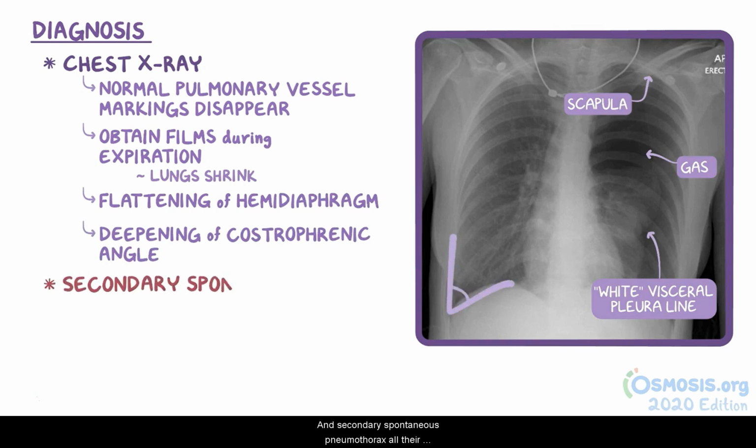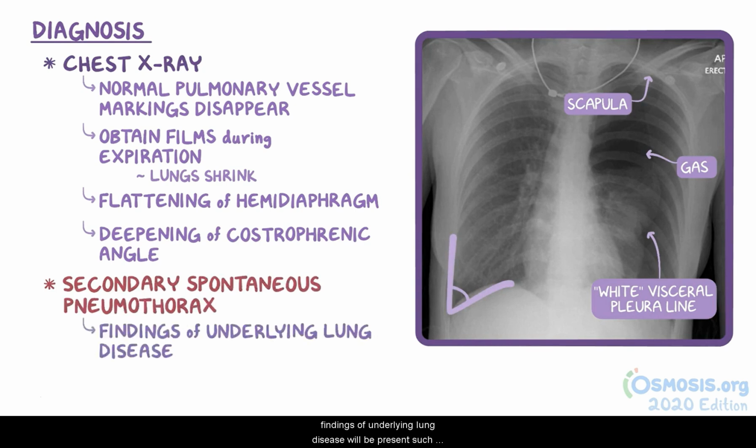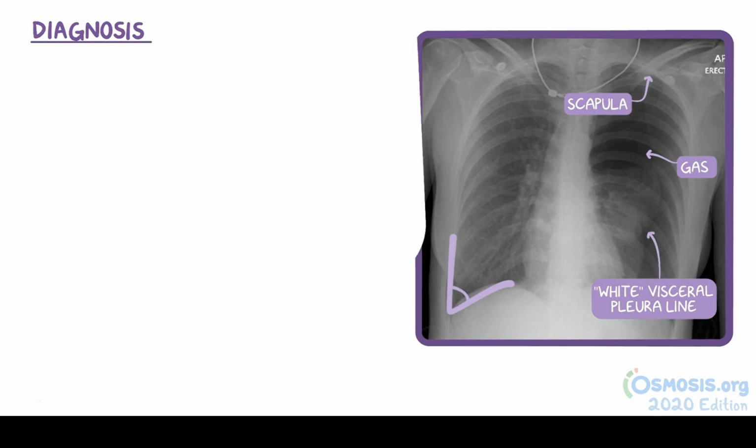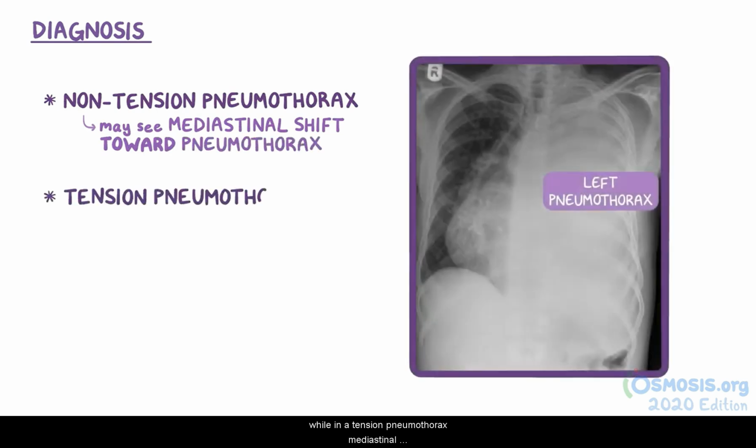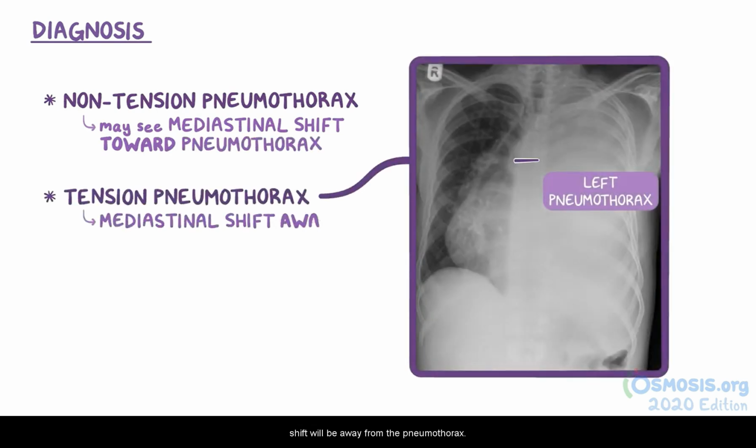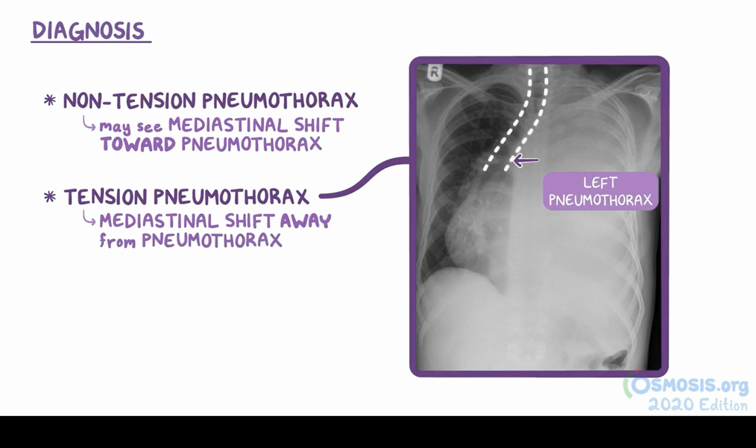In secondary spontaneous pneumothorax, other findings of underlying lung disease will be present, such as hyperinflation in COPD. Now, in a non-tension pneumothorax, you may also see mediastinal shift toward the side of the pneumothorax, while in a tension pneumothorax, mediastinal shift will be away from the pneumothorax.